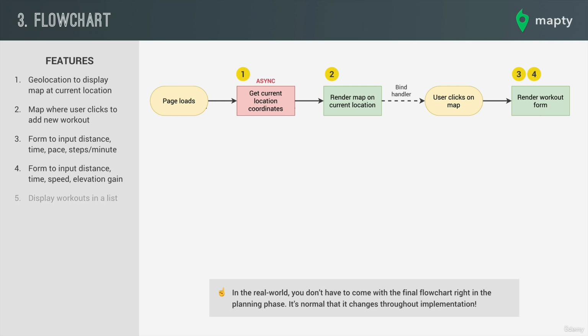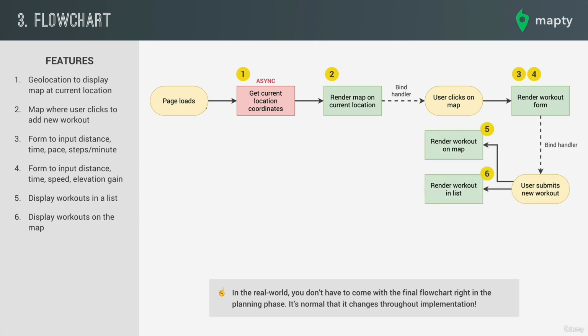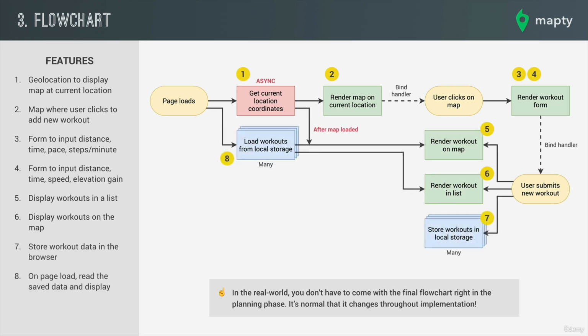So next up, we want to display workouts in a list and on the map. And so therefore, this is what our flowchart is going to look like. So basically, we rendered the form in step 3 and 4, and then we're going to have an event listener on that form. And so then whenever the user submits a new workout, it is going to be rendered on the map and on the list in steps 5 and 6. Then remember, we want to store this workout data in the browser and then read that data whenever the page reloads. And so what's going to happen here is that also whenever a user creates a new workout, it will store all the workouts in local storage.